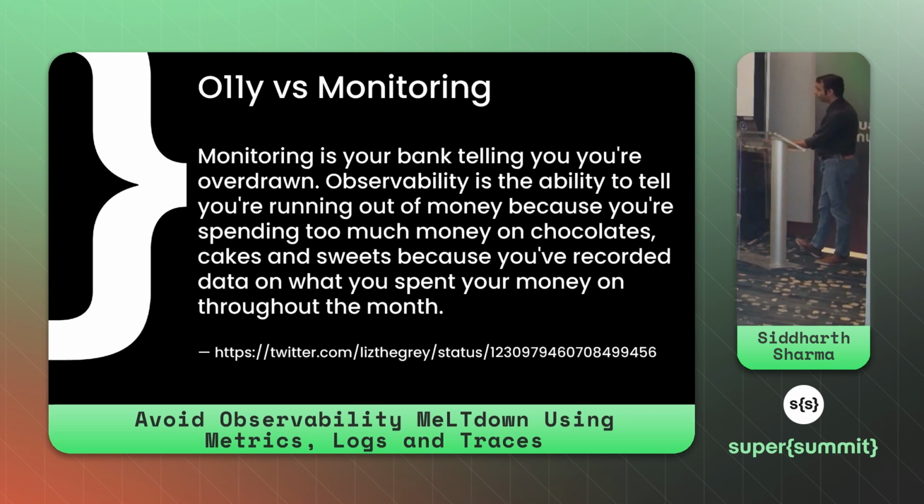How does it differ from monitoring? Monitoring is your bank telling you that you are overdrawn, but observability is the ability to tell that you are running out of money because you are spending too much money on chocolates, cakes, and sweets, because you have recorded data on what you have spent your money on. So this is the biggest difference between monitoring and observability.